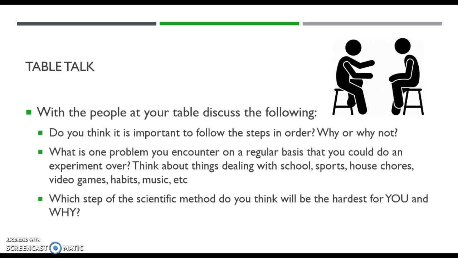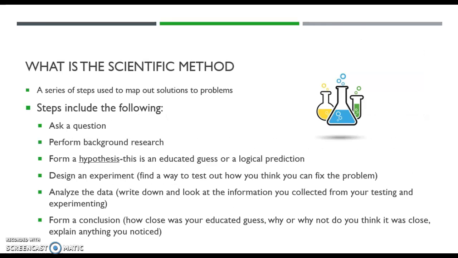Then with each step of the scientific method, I want you to think about what's going to be the hardest step for you of those steps. And I'll go back to these steps here. So of these 6 steps, which one of those is going to be most difficult for you? And why do you think it would be most difficult? What about that?